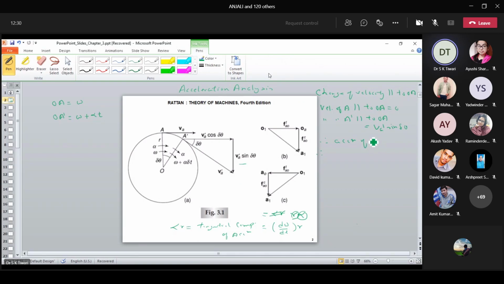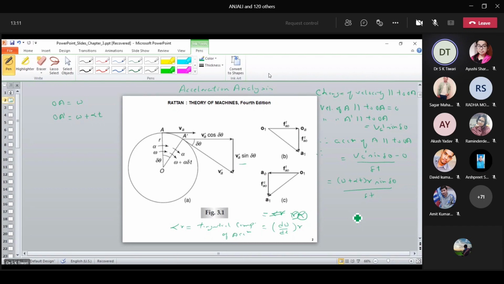Therefore, the acceleration of A parallel to OA will be VA dash sin of delta theta minus 0, because initially it is 0, divided by delta t. What is VA dash? What did we write for VA dash? Omega plus alpha delta t, into r, sin of delta theta. Again, in the limit when delta t tends to 0, sin of delta theta will be equivalent to delta theta.